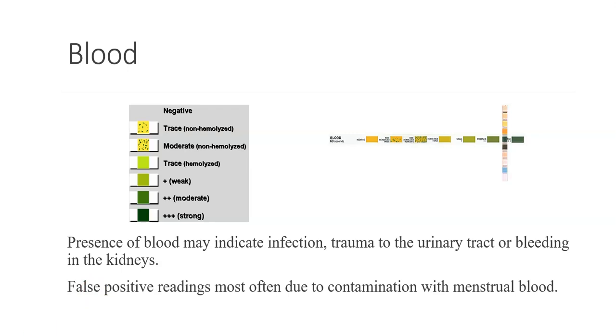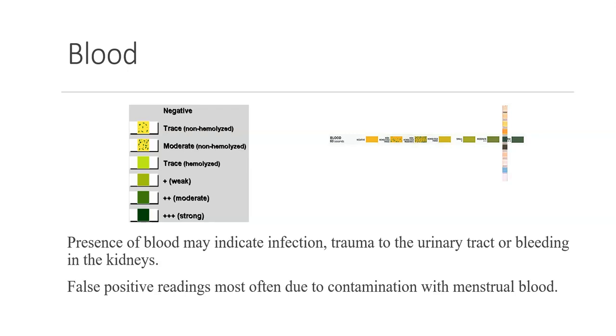The presence of blood may indicate an infection. It may indicate traumas to the urinary tract or bleeding in the kidneys. Trauma being you were sucker punched in the kidneys when you were in a fight. False positive readings of blood are most often due to contamination with menstrual blood.